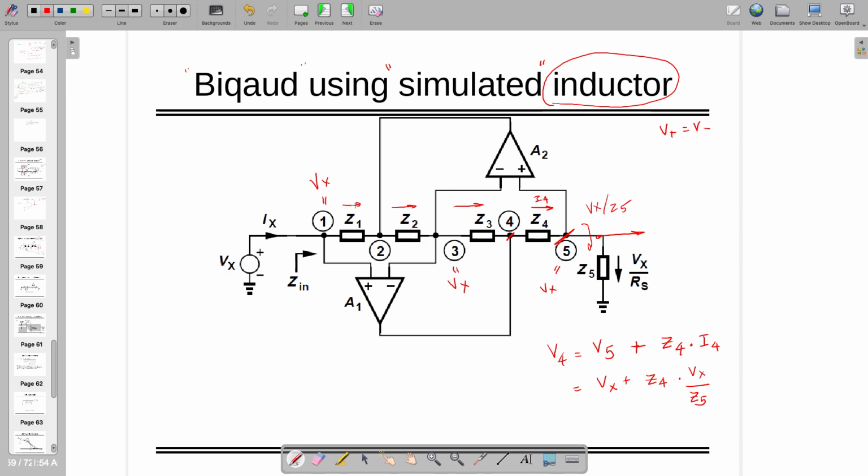How do you say voltage controlled current source? Voltage controlled current source. This is voltage controlled voltage source. Op-amp is a voltage controlled voltage source.